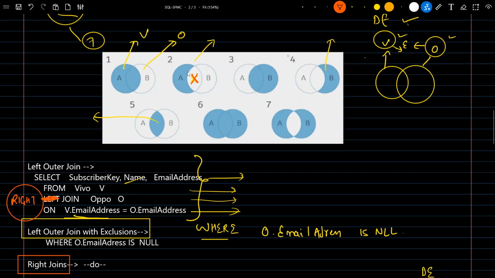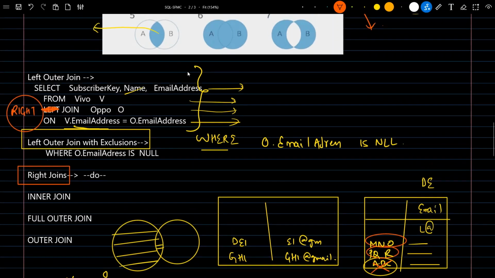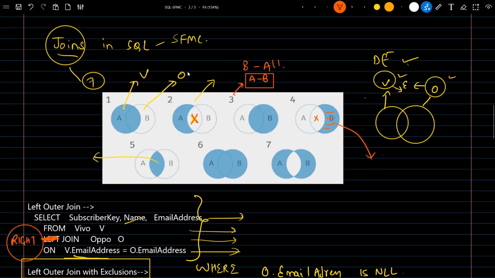Simply understand here how the Venn diagram is. What does it contain? It contains all the B elements, and the A and B intersection elements will also be present here. Whereas in the fourth one, the A and B intersection elements will not be present. Only the B exclusive elements will be present. So what will be the output here? MNO, PQR will be the output. ABC will not be present in the result because ABC is common to both the Vivo and Oppo data extensions.